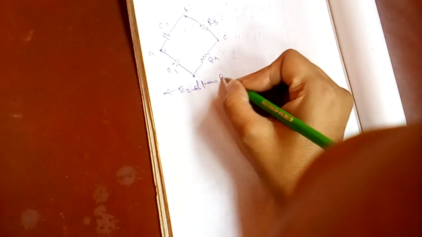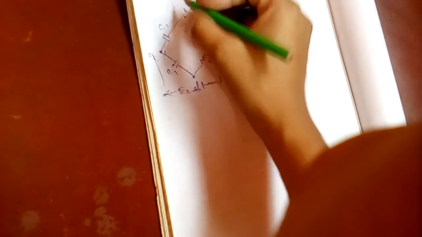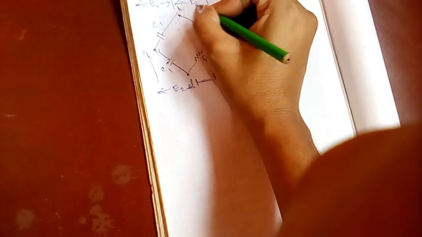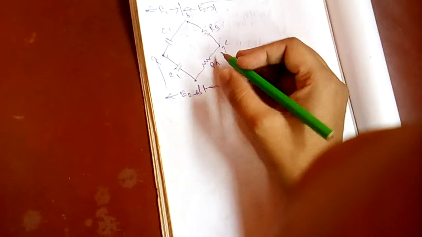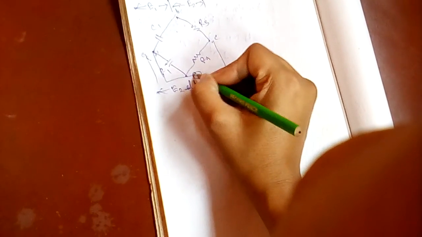Between A and D the voltage is denoted by E2. The voltage between C and D is E4, between A and B the voltage is E1, and between B and C the voltage is E3, and the total supply voltage is E.